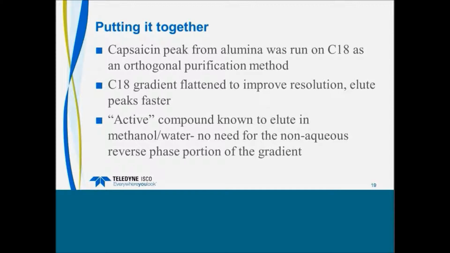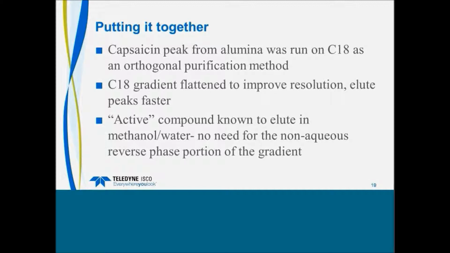So putting it together into a single purification, the capsaicin peak from the alumina was run on C18 as an orthogonal purification method. What I mean by this is that the alumina was a normal phase column. I like to switch between normal phase and reverse phase because they allow very different selectivity from each other. The other thing is that when we ran the C18 experiment, we saw that the compounds could be resolved, but they eluted pretty late in the water methanol gradient.